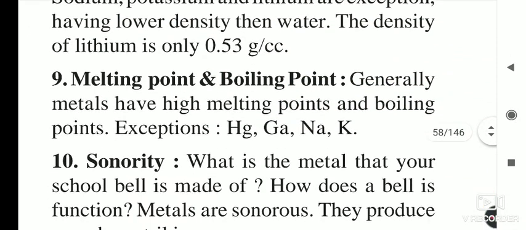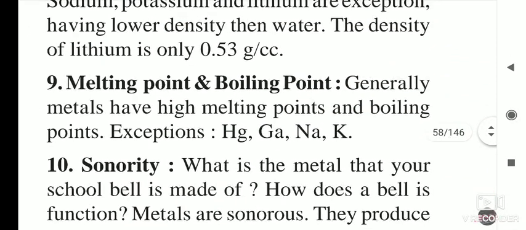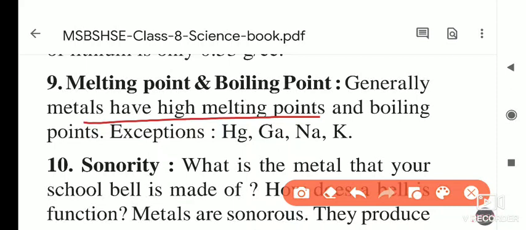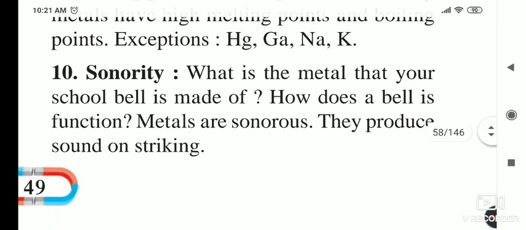Now next is the melting point and the boiling point. Generally metals have high melting points, and their boiling point is also high, but which are the exceptions here? Hg, that is mercury, gallium, sodium and potassium. These are the metals whose melting and boiling points are less.